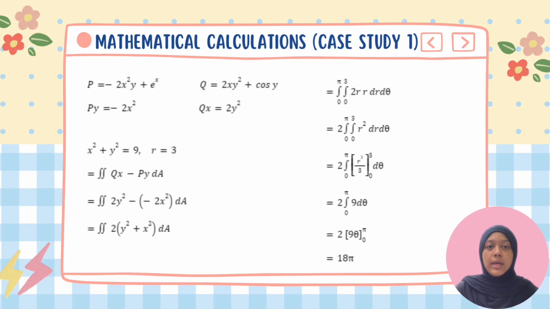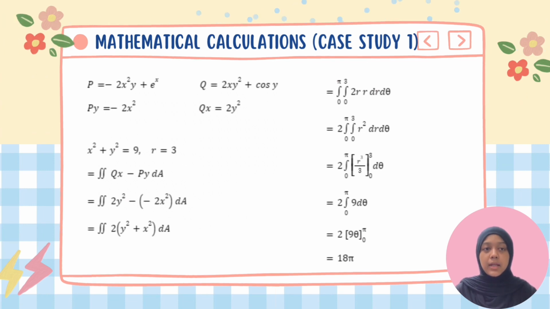And then we get 2r squared dr d theta, and then we integrate the r squared. We will get r cubed over 3, and then we substitute 3 into r, and then we will get 9 d theta. After that, we will integrate 9 and it will become 9 theta, and then we substitute the value pi and 0, and the final answer will be 18 pi.